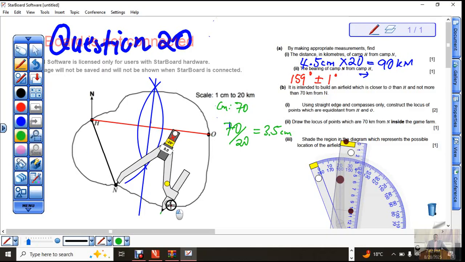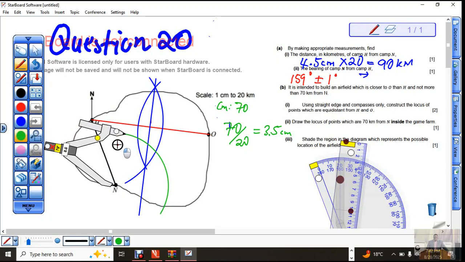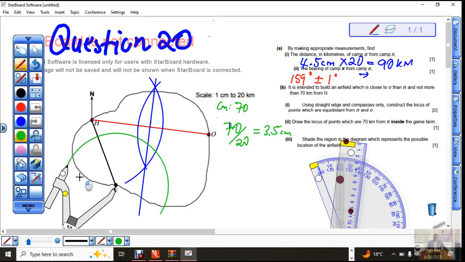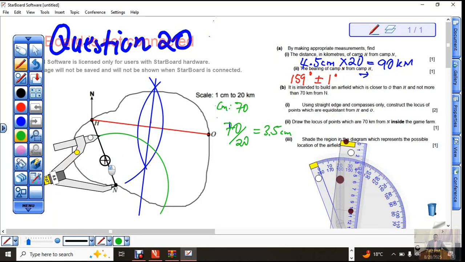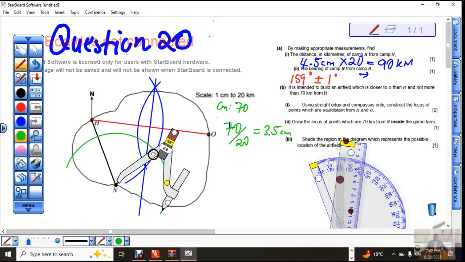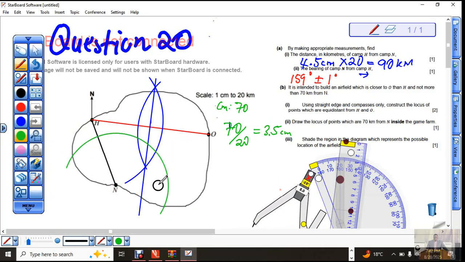Okay, so this is all the way. They say inside the game farm. So that's a radius of 3.5. That's what you do. From N, any point there is 3.5.